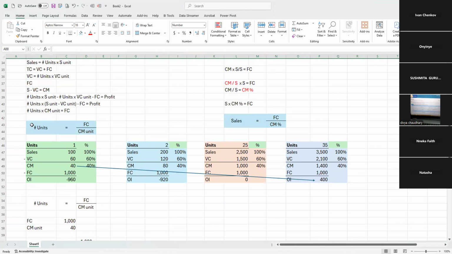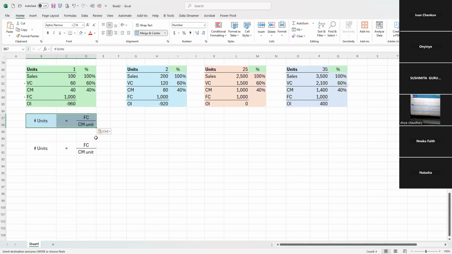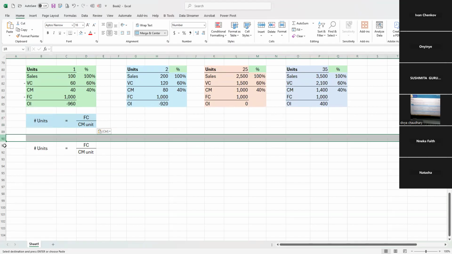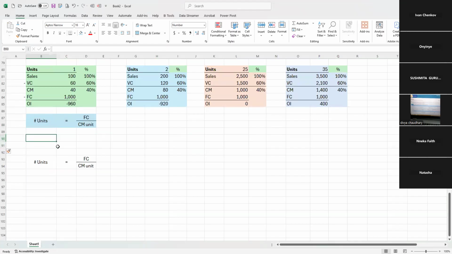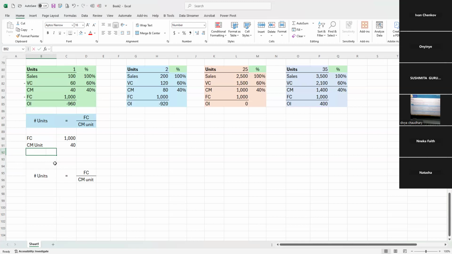We're going to use this formula and this formula only. I'll put it here because this is the formula we're going to use. What we know is my fixed cost, which is $1,000, correct? My contribution margin per unit is $40. The thing I need to know is how much income, how much profit, I want.